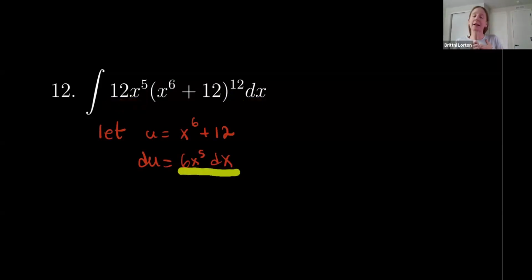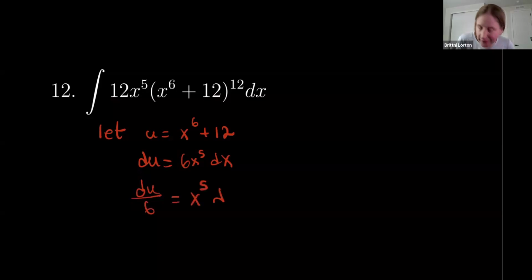Here I have a 6x to the 5th dx. So I want to manipulate what I have until I get what I want. Definitely more than one way to do this. One way that I find useful is to just get rid of that number 6, because constants have never been the hard part to integrate. Numbers are never a concern.